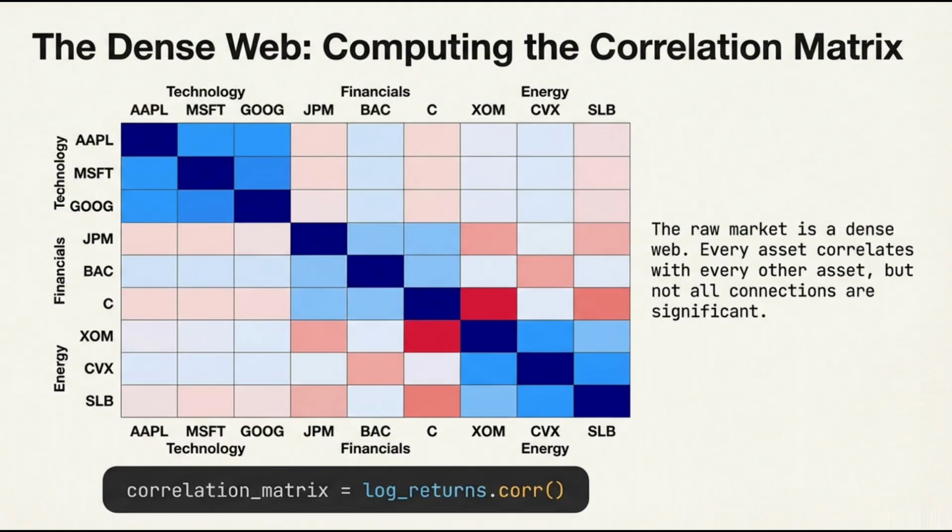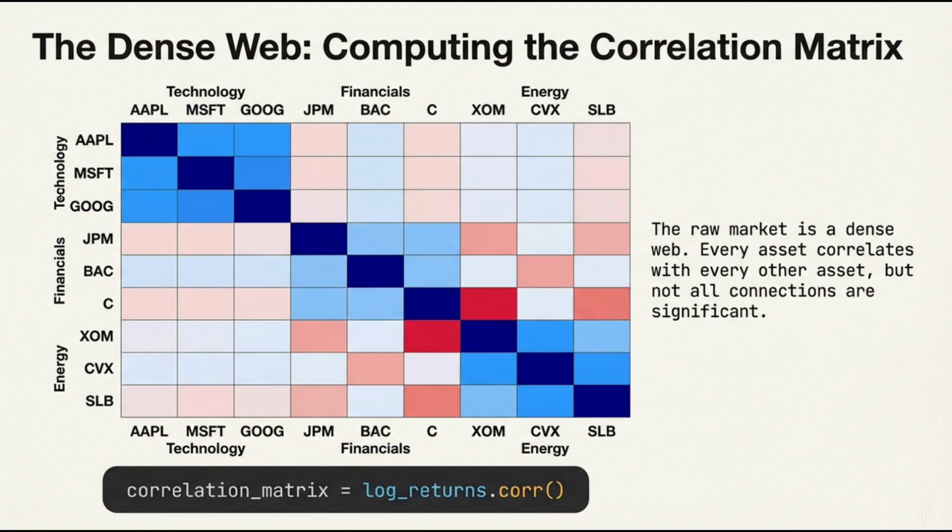Now we compute the dense web, the correlation matrix. The heat map on this slide shows pairwise correlations among stocks across sectors such as technology, financials, and energy. You might notice how darker blue or red blocks indicate stronger relationships, while pale cells suggest weaker ones. The important point written on the slide is that the raw market is a dense web. Every asset correlates with every other asset, but not all of those connections are economically meaningful. That is a crucial insight. A full correlation matrix is mathematically complete, but as a network it is too crowded.